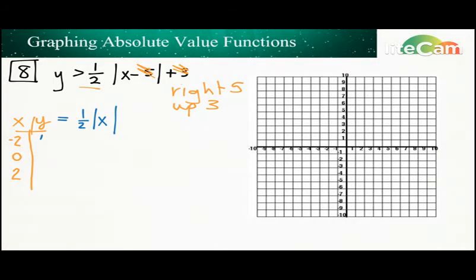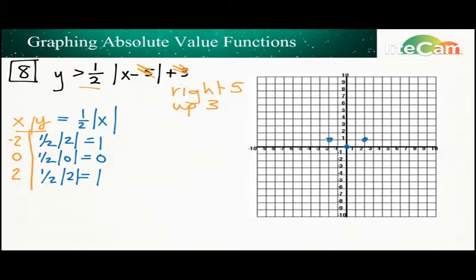But 1/2 times +2 is really just 1. 1/2 times 0 is still just 0. And 1/2 times the absolute value of 2 is just 1 again. So now what I have here is -2, 1, 0, 0 again, and 2, 1. Notice my absolute value is wider. Okay, done. Now all I have to do is shift it right 5 and up 3.